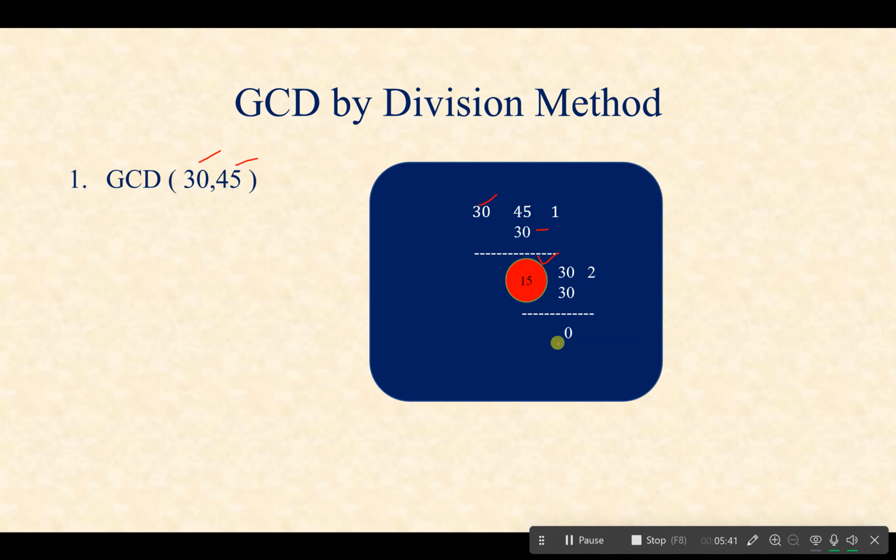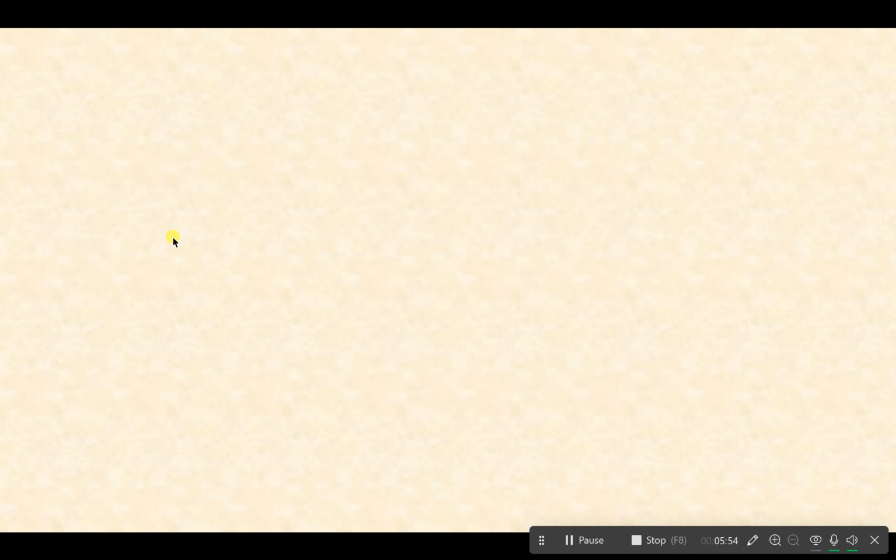So which number should we take? The number for which, when we divided, we got 0, that number we should take. As you can see, when we divided 30 by 15 we got 0. So that's why 15 is the GCD. So the answer is 15.